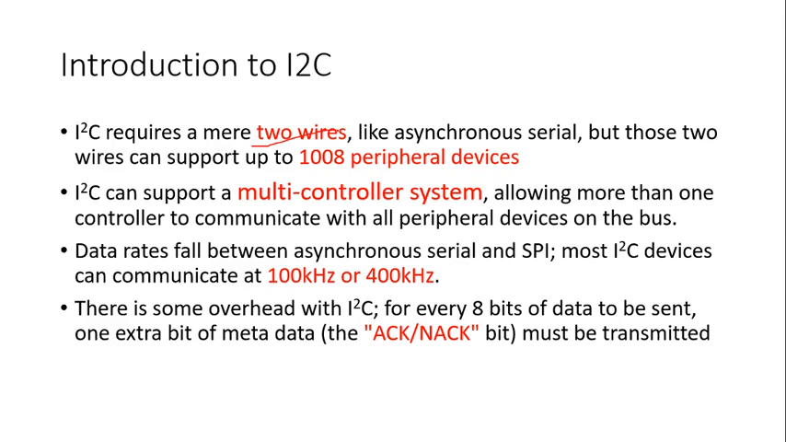I2C requires two wires. Two wires means it is working with only two pins. Okay, and so it is like a synchronous serial protocol. But those two wires can connect many devices nowadays. Previously, only 127 devices were allowed to connect through I2C, but nowadays it can connect 1008 peripheral devices. Means with only two pins, you can connect 1000 different devices to the controller in the system. Okay. So that is the biggest advantage of I2C protocol.